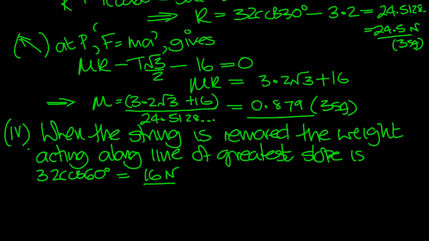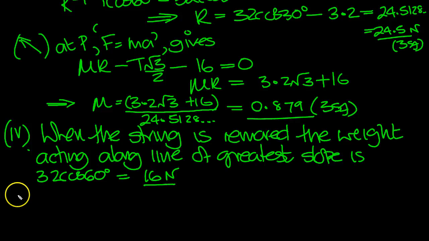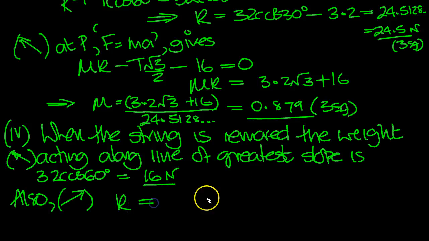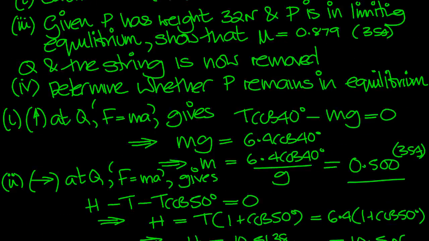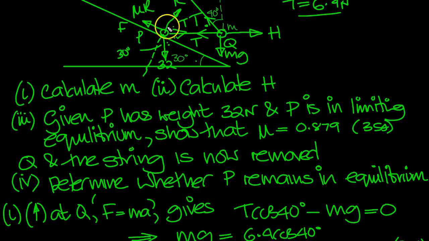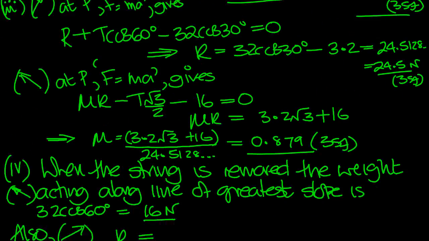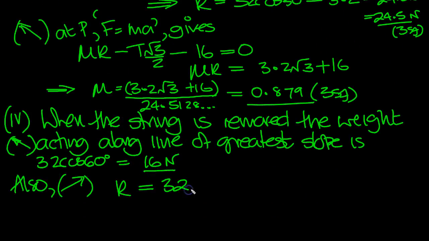Now the reaction R also, when you go perpendicular to the slope, that was along the slope. If we go perpendicular to the slope, we can see that R is equal to, let's have a look at the picture. The reaction is 32 cos of this, which is cos 30. R is 32 cos 30, which is root 3 over 2, which is 16 root 3.